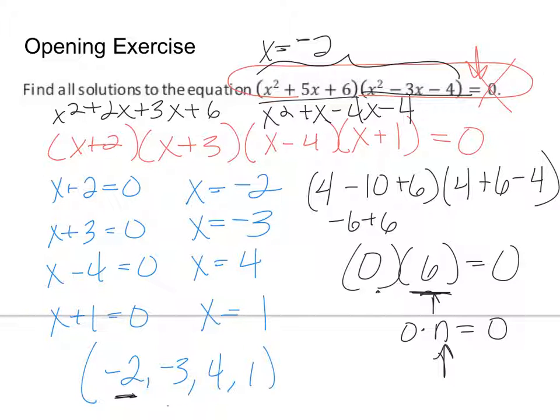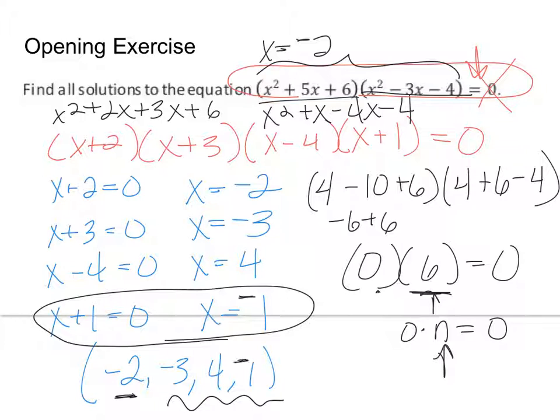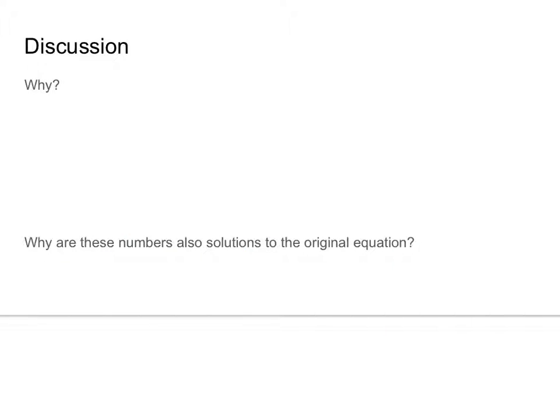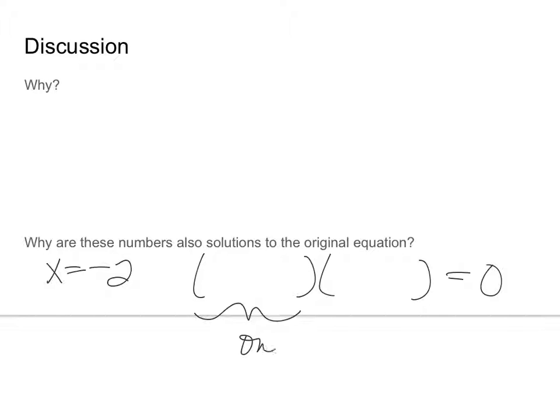Cool. So if you put any one of these solutions into the original equation, you would get one of the polynomials being 0. Right here, that should be -1. Haha. All right, why is that? Why are these numbers also solutions to the original equation? I just showed you when we put in x equals -2, I have one of the sets of polynomials equal to 0. I just need one or the other to turn into a 0 for the whole expression to be equal to 0. Okay?